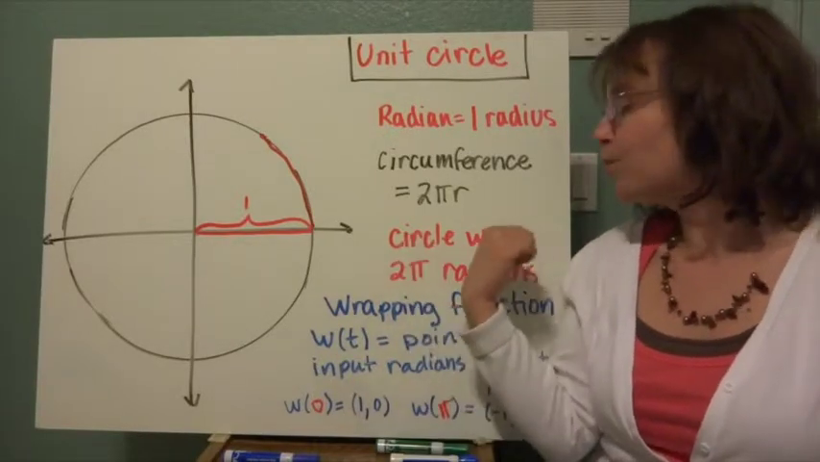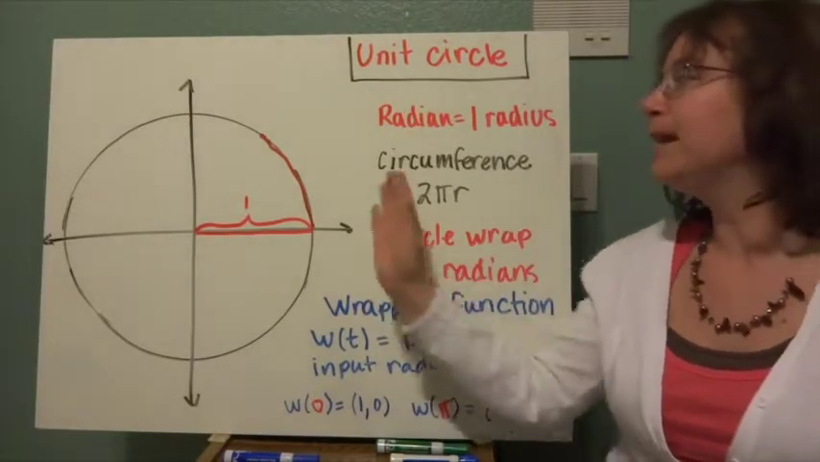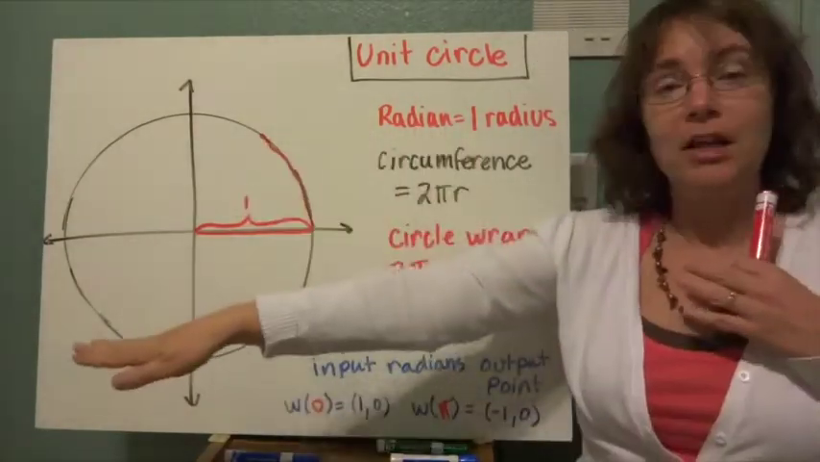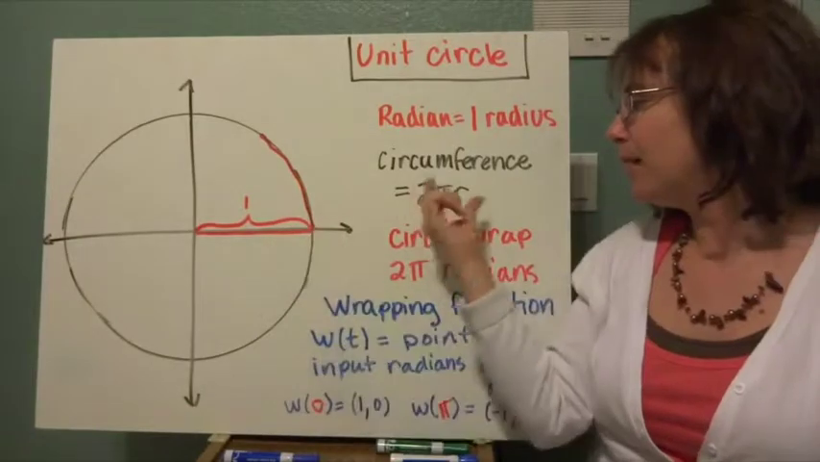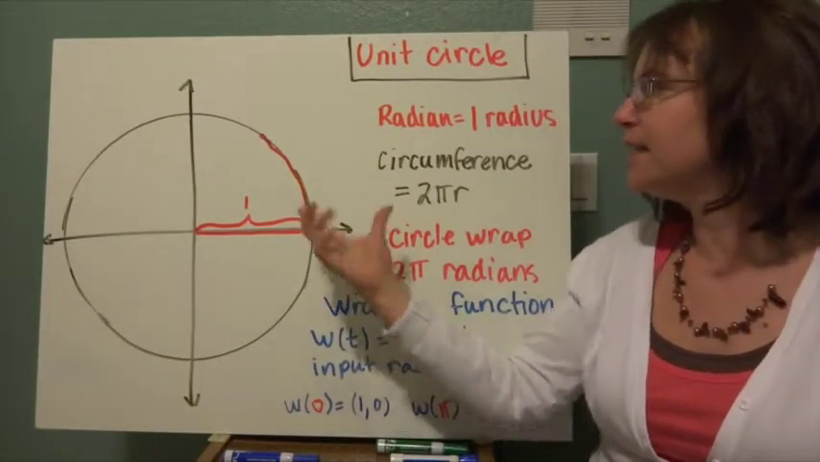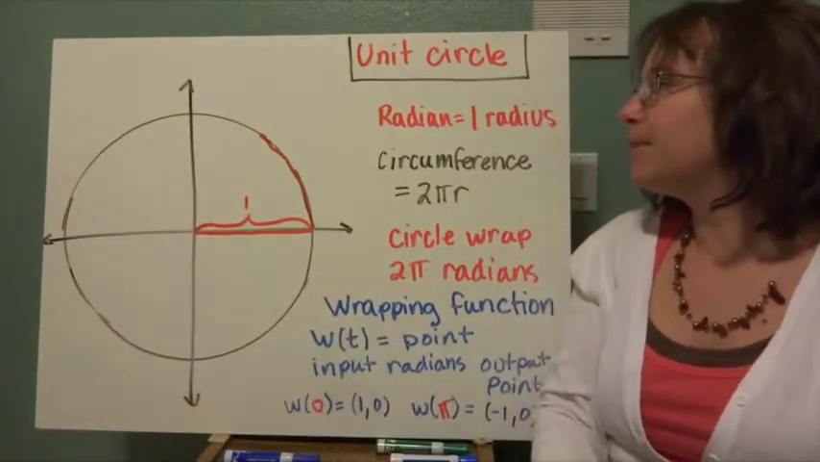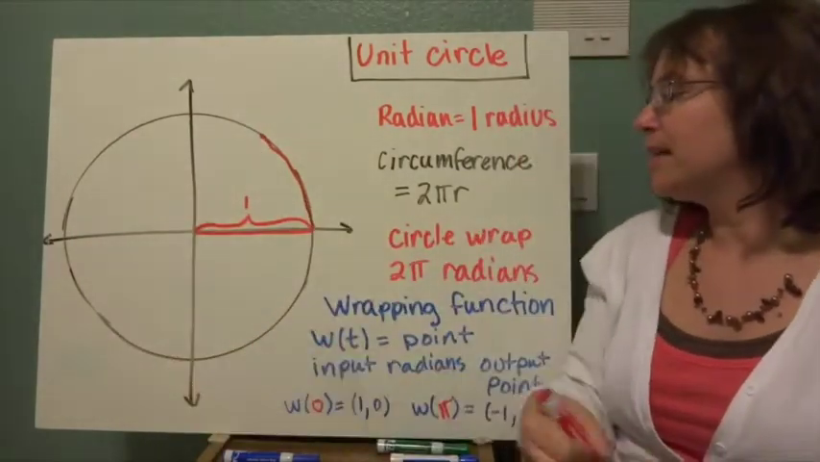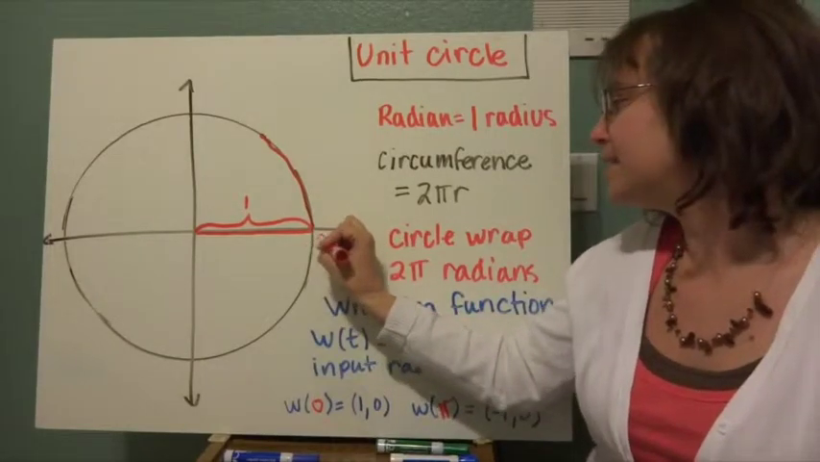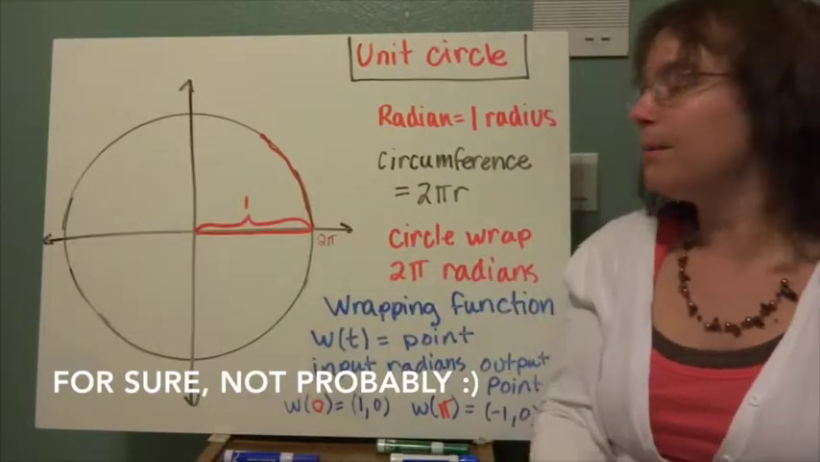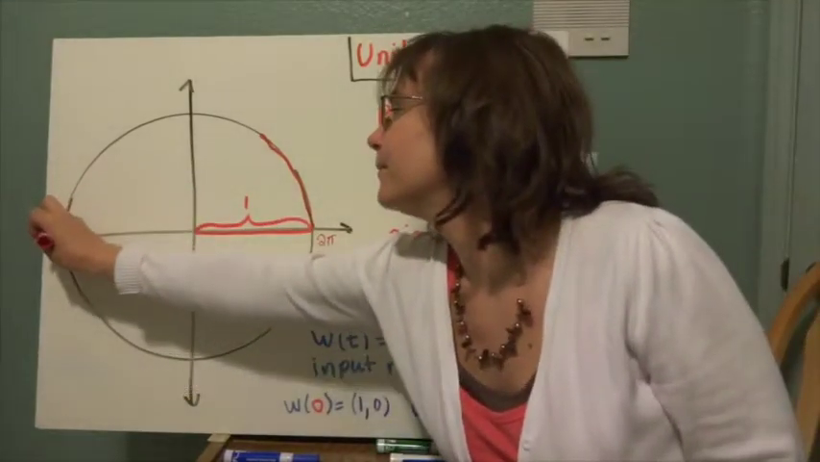So the circle will wrap around 2 pi radians. The distance all the way around is 2 pi, and that's in radians. We could lay that out and we would find that that's 2 pi. So we can use this to locate some of the places on this circle. If all the way around gets us to 2 pi, that means halfway around is going to be pi.